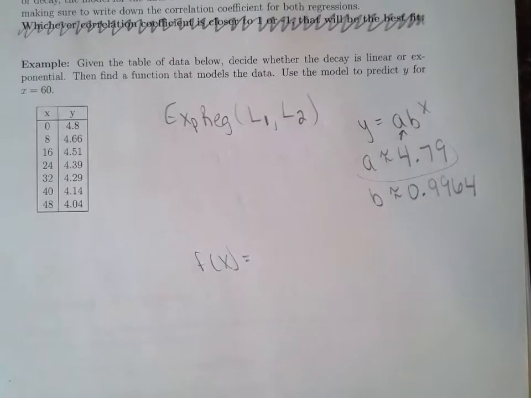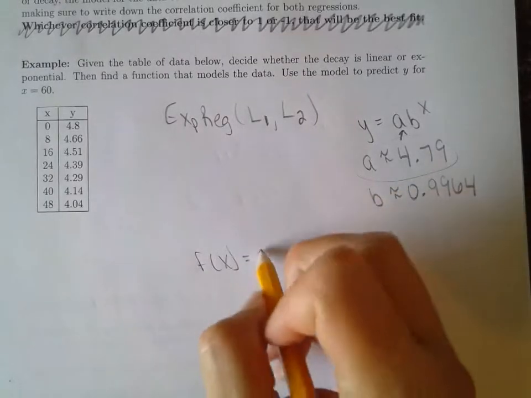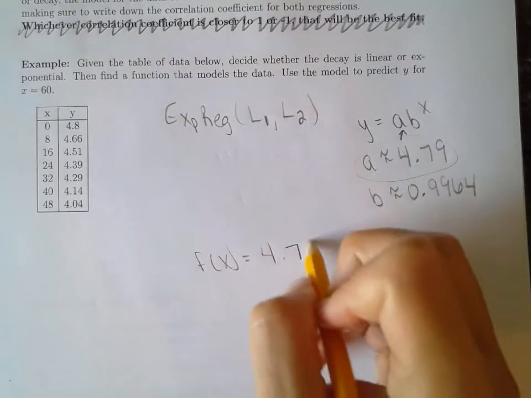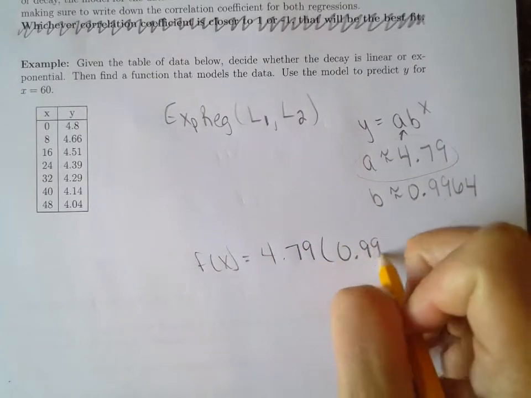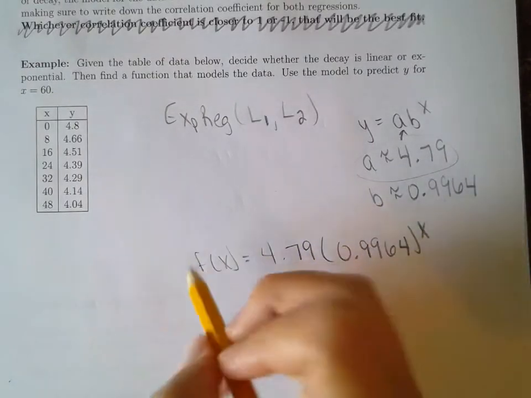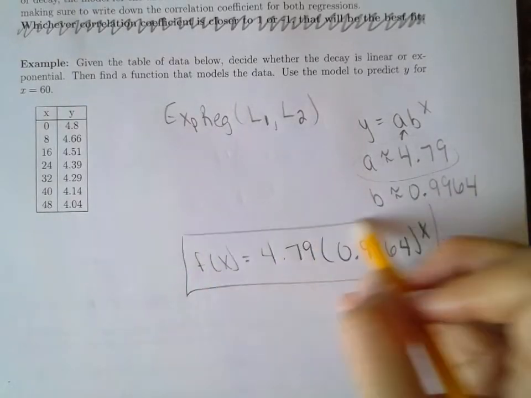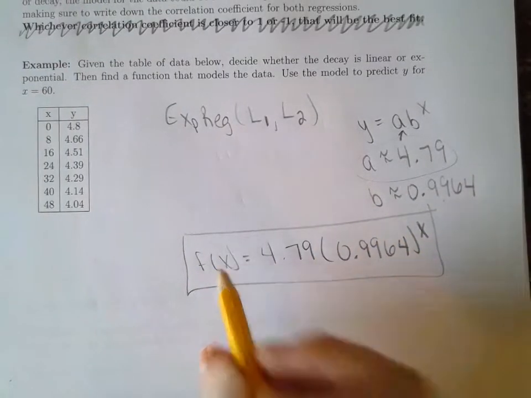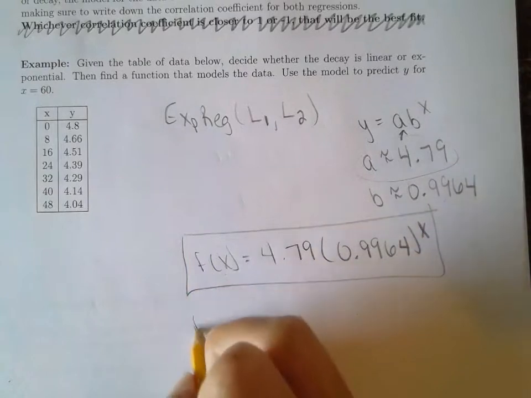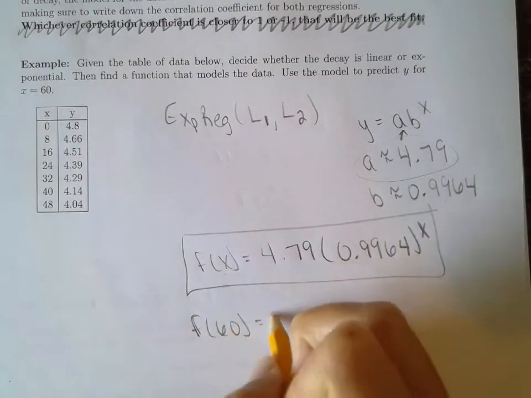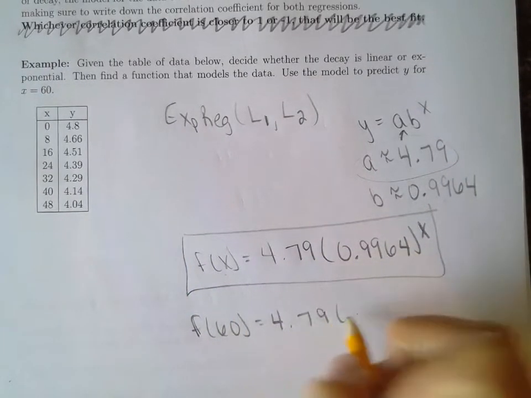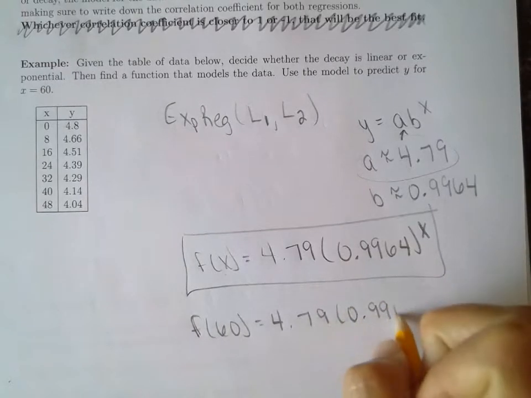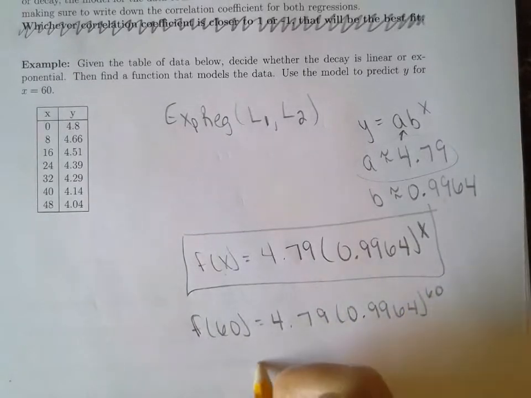Okay, so f of x is going to be 4.79 times 0.9964 to the x. So there's our function. And we want to estimate the output when x equals 60. So we're going to do f of 60 here. So it'll be 4.79 times 0.9964 to the 60th.